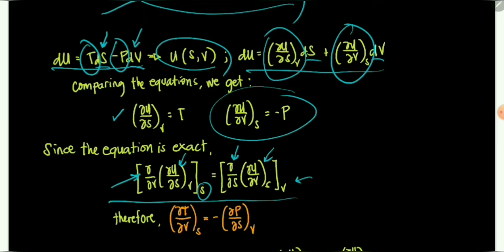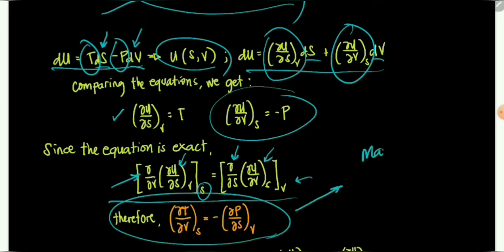Okay? So therefore, the change in the temperature with respect to the volume at constant entropy is equal to the negative of the change in the pressure with respect to the entropy at constant volume. So this is called the Maxwell relation.